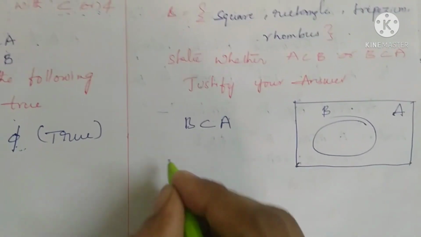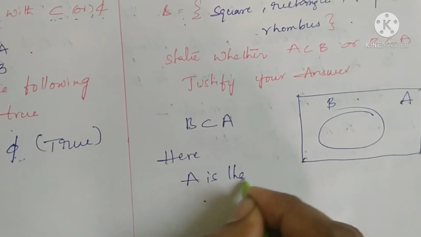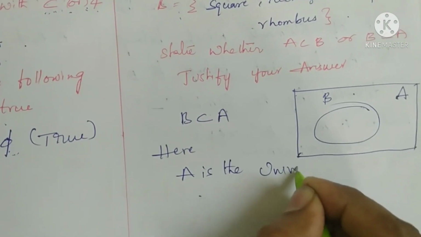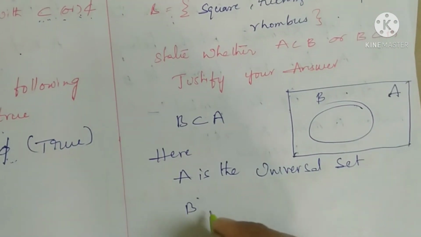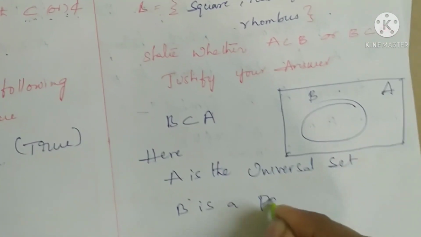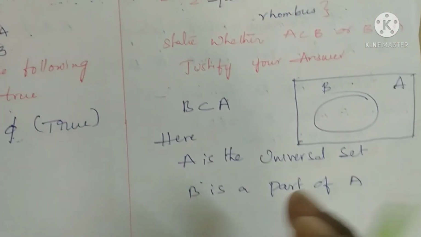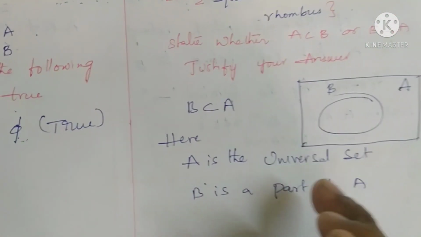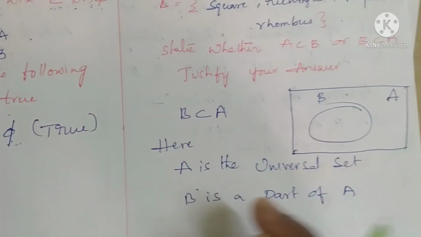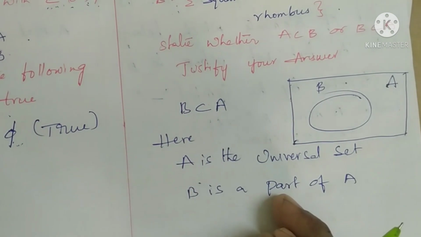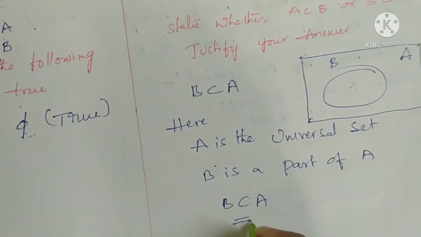Justify your answer. Here A is the universal set. B is a part of A. Why? Because every set is a subset of the universal set, right? Every set is a subset of the universal set. A is the universal set. B is a part of it. So B is a subset of A is the final result.